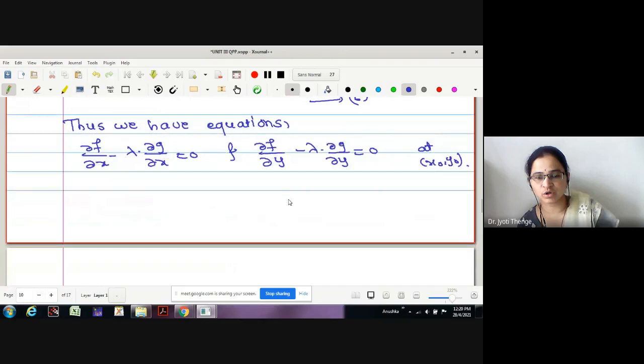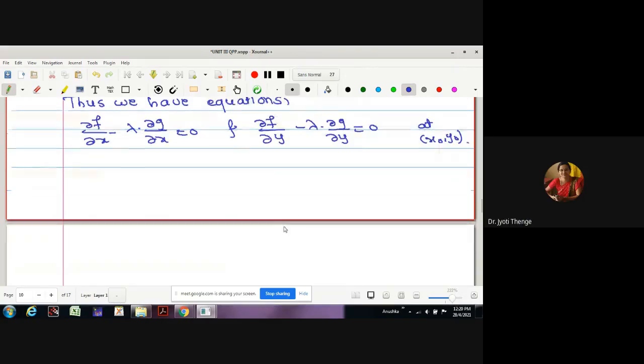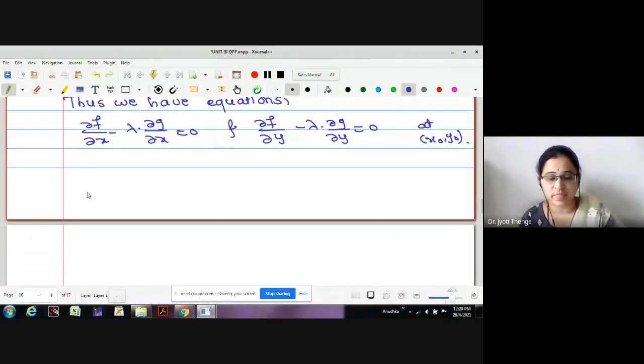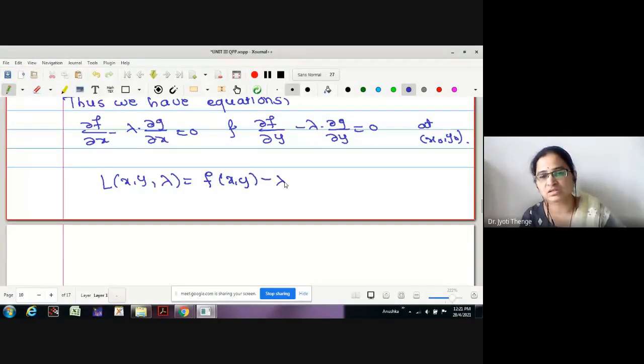Therefore, if I look at the equations carefully, Lagrange has constructed a new function. Lagrange has set up the new function L of x, y, lambda, with this parameter lambda, and he has defined the new function to be f of x, y minus lambda times g of x, y. Actually, this capital L is given in his honor, L stands for Lagrange.